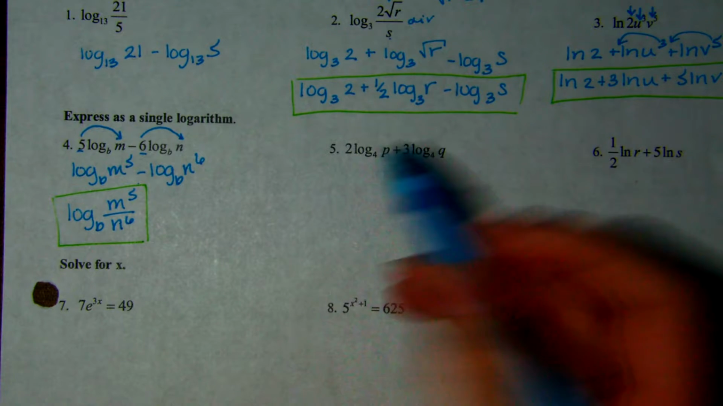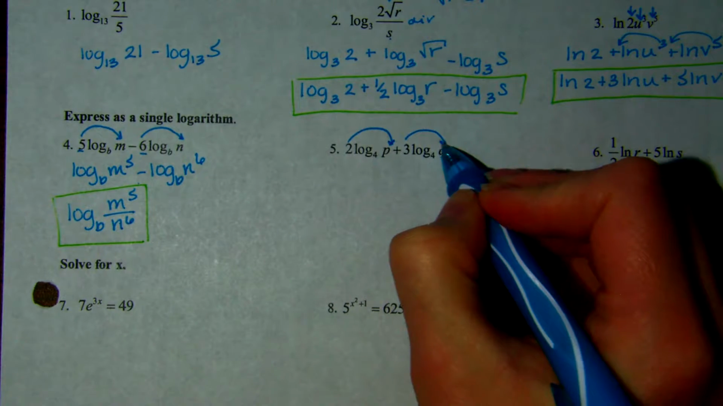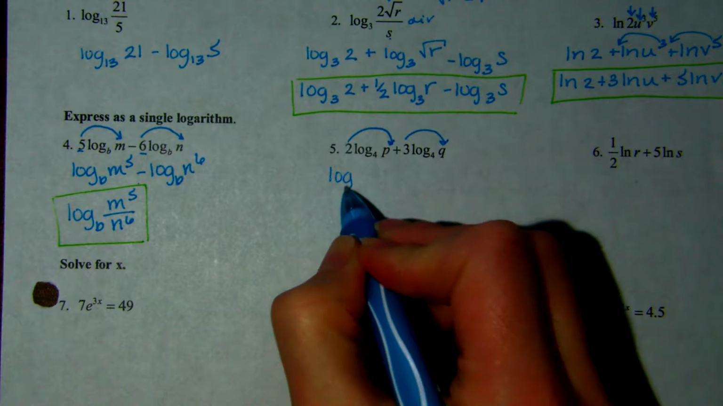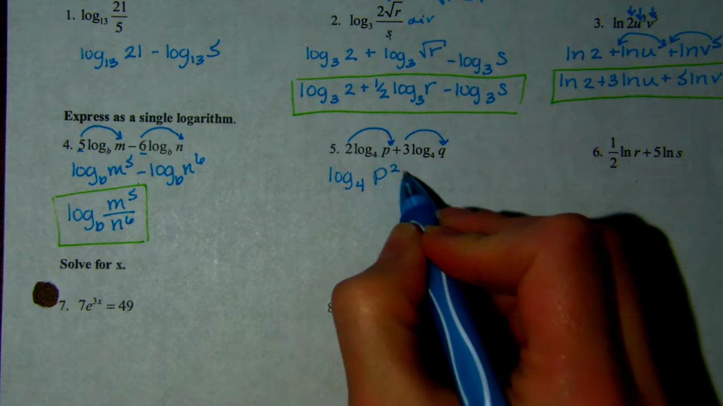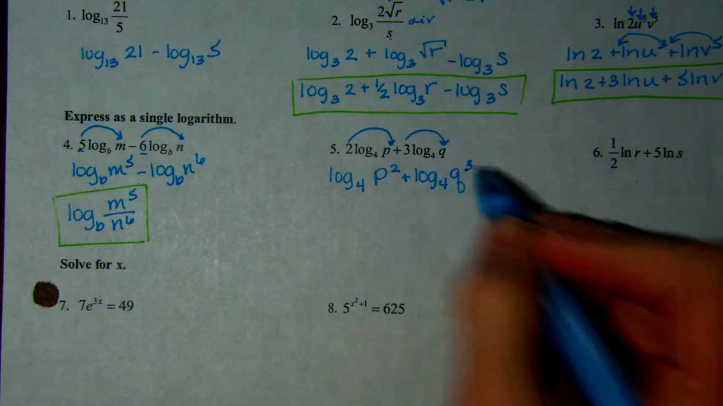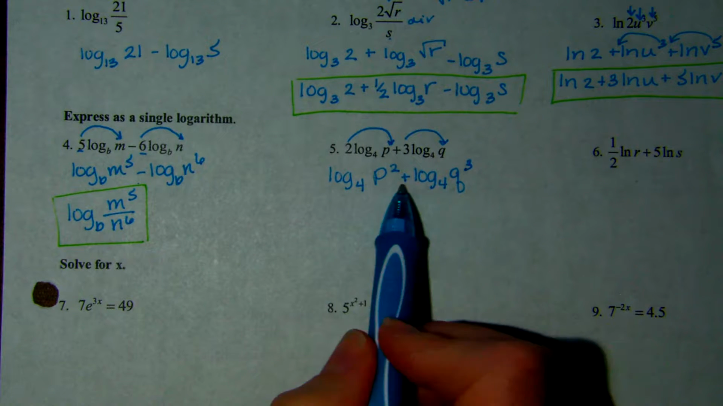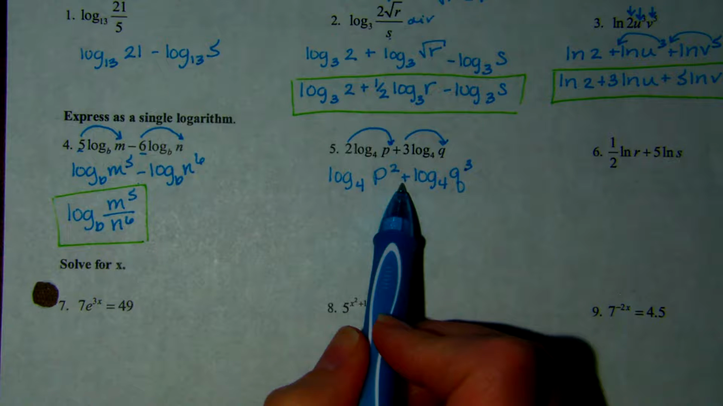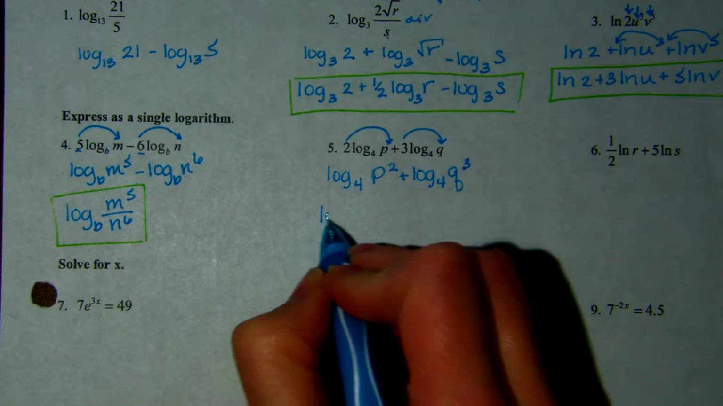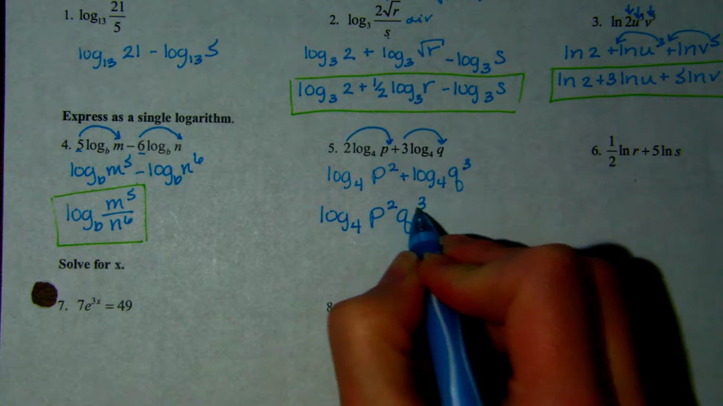Again, with this one, we have to first put our exponents back. So I've got log base 4 of p squared plus log base 4 of q cubed. And we put the exponents back, and then we put together the logs. Because we are adding here, that means we are going to multiply the logs. So this is log base 4 of p squared q cubed.